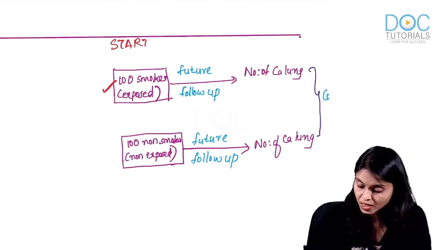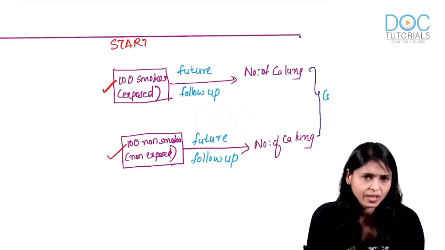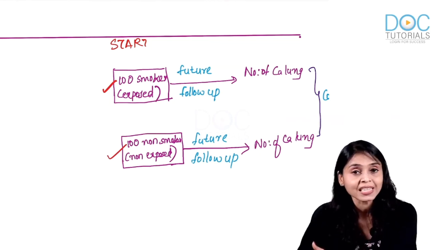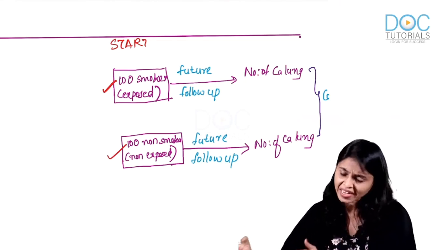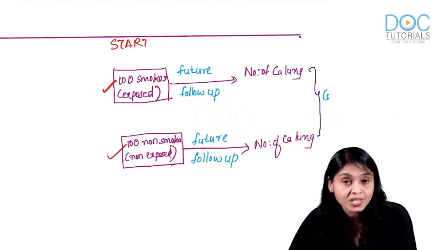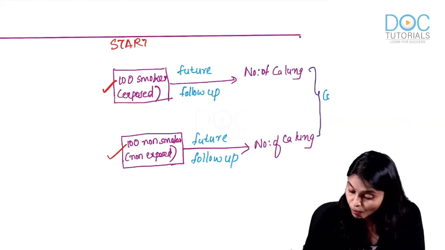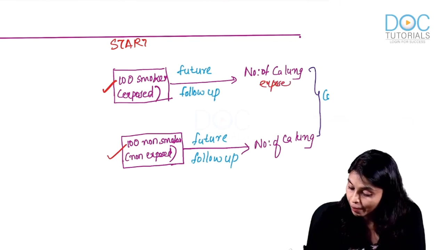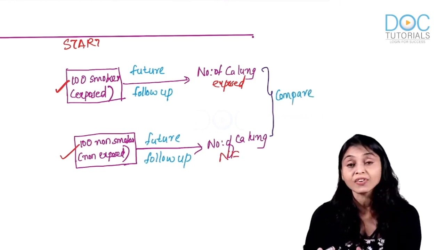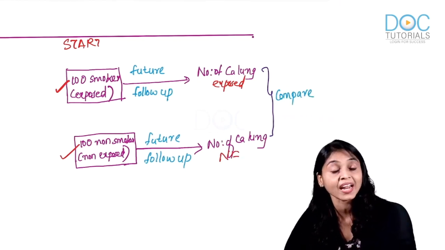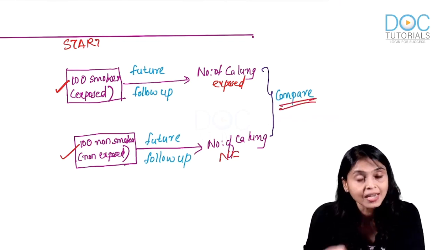Here I have 100 smokers and I took 100 non-smokers. Make sure that when you start the study, nobody has got the outcome. That means no one is having CA lung. Then you follow them into the future for say 10 years or 20 years, and at the end of your study period, you see the number of CA lung cases that developed among your smokers or exposed, and the number of CA lung cases that developed among your non-exposed. This difference in the rate of outcome in these two groups is what you compare in a cohort study.